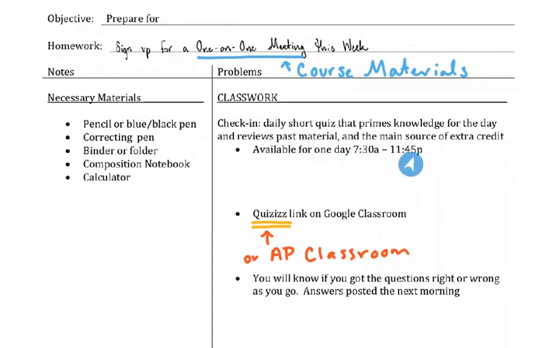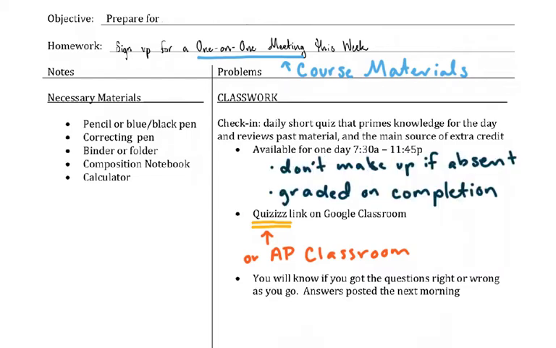These are available for one day. They're going to be available starting at 7:30 to 11:45. And again, there's no penalty if it's incomplete. If you're absent, you'll only lose points if you don't complete this assignment that will appear in Google Classroom every day. So once you've done the check-in, it'll let you know if answers are right or wrong as you're going. On quizzes on AP Classroom, you'll know the next day. And no matter what, the answers and how to solve them, especially if there are some issues, I will post the next morning.